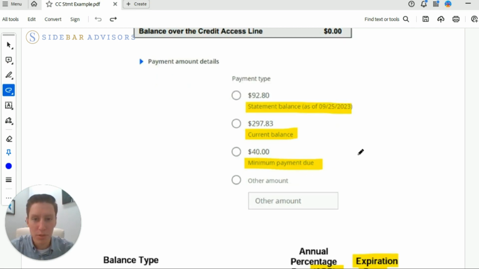As for the minimum payment due, well, that's good. You won't be hit with a late penalty or anything like that, but any remaining balance over the minimum payment due, you'll still be charged interest on. So it's generally recommended to try to pay off your balance every month, if possible, because we don't like paying interest.